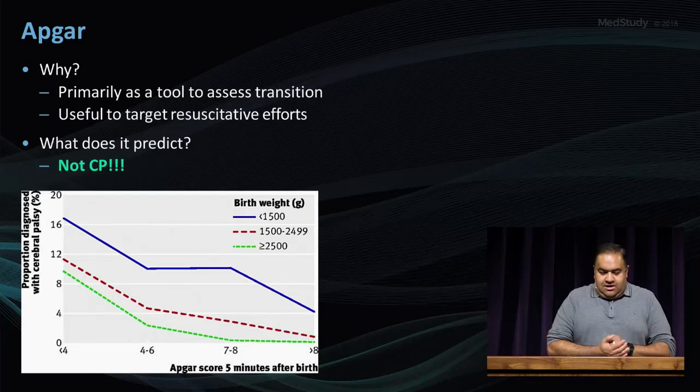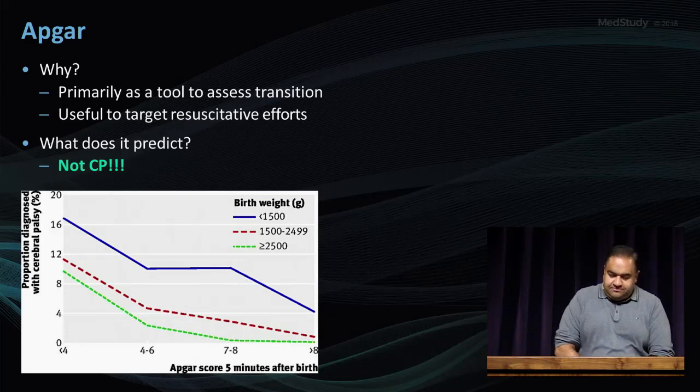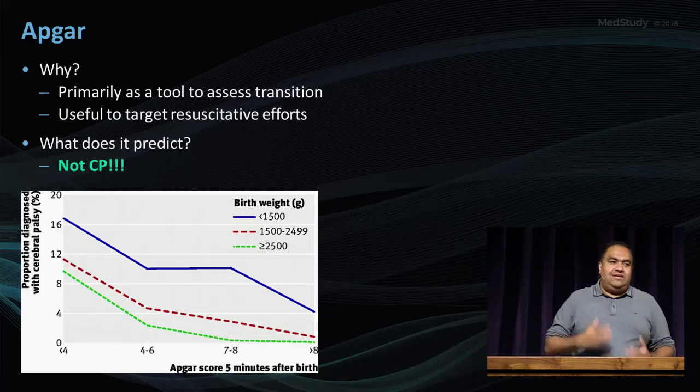All right, so it's a tool to assess transition. It's useful to target resuscitative efforts. It does not predict cerebral palsy. And APGAR scores, as I mentioned, is only designed for term infants.